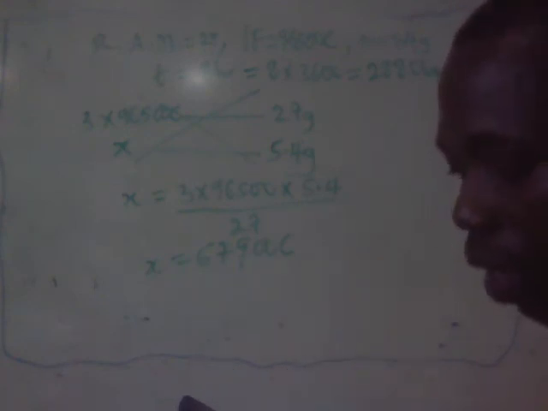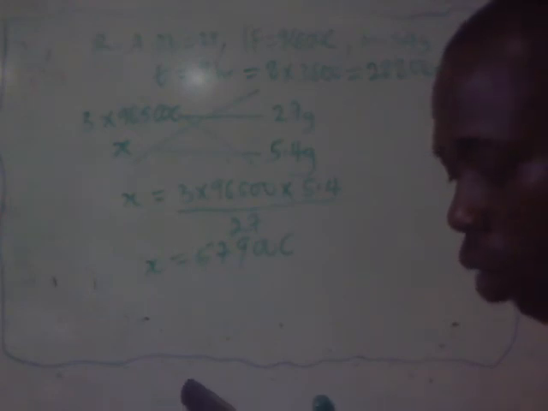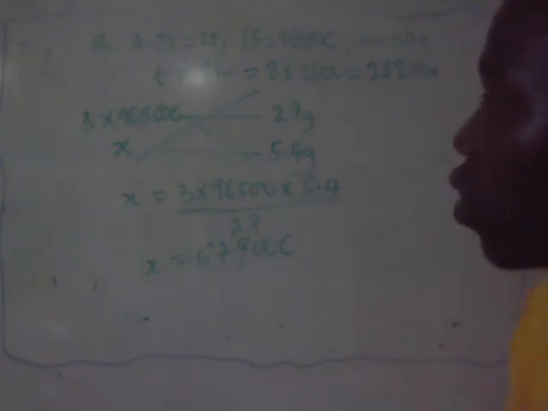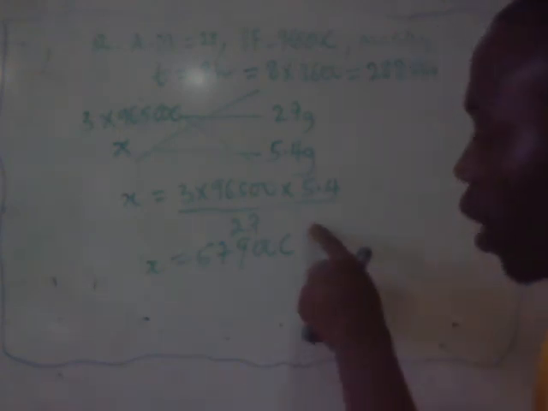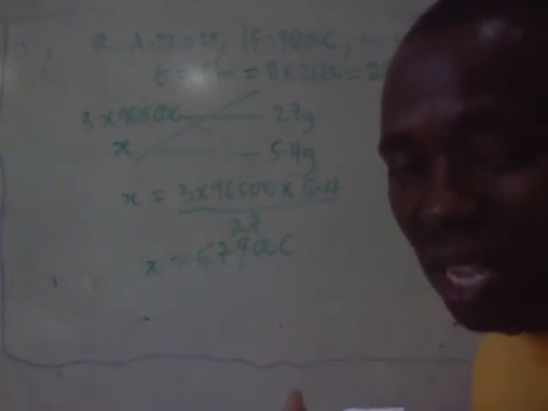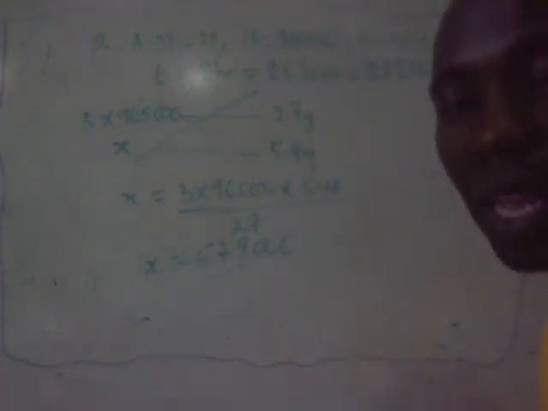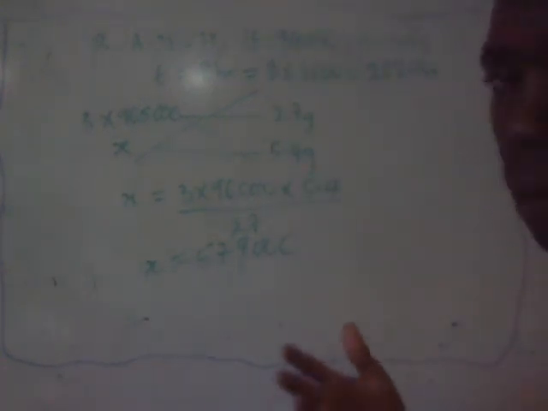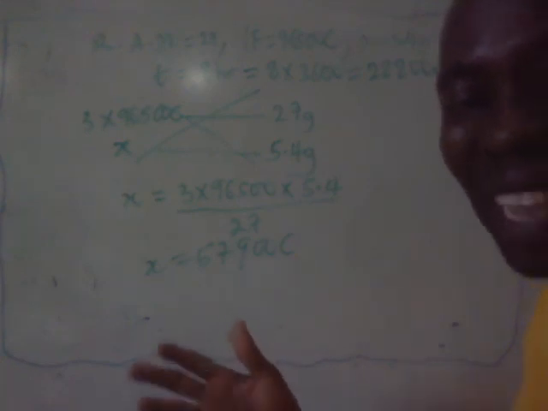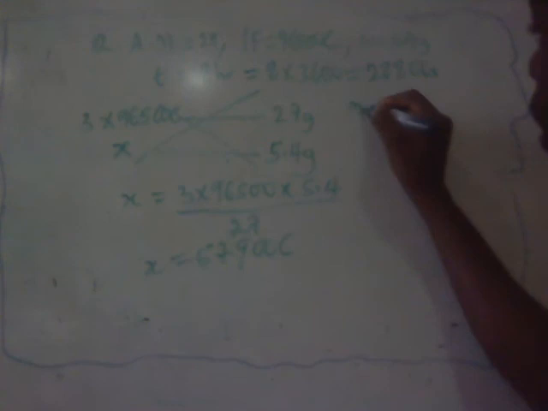So 3 times 96500 times 5.4 divided by 27 equals 57,900 coulombs. Coulombs, capital letter C, is the unit of quantity of electricity. Are we together? So according to Faraday's law, we have M equals ZIT.